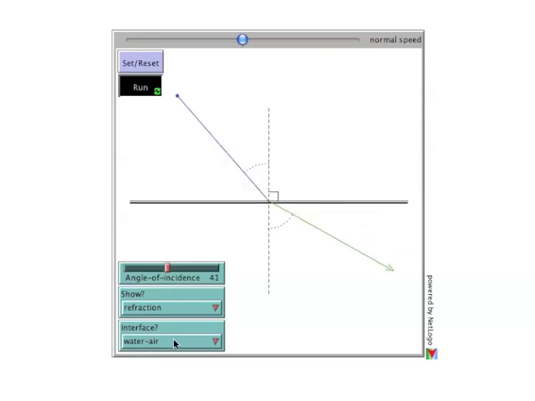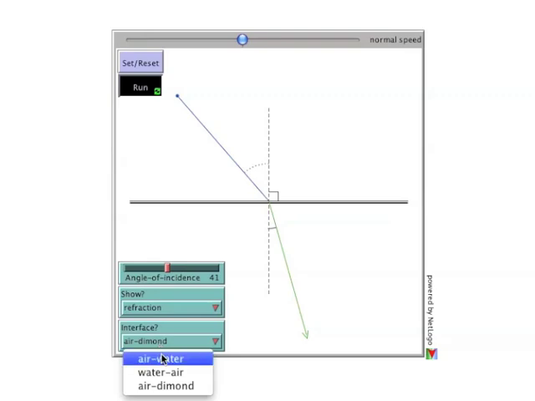The final interface is air-diamond. Switching to this setting makes the refracted ray bend back towards the normal, and since diamond is denser than water, the amount of refraction is greater than it was with the air-water interface. Switching back and forth between air-diamond and air-water makes this apparent.